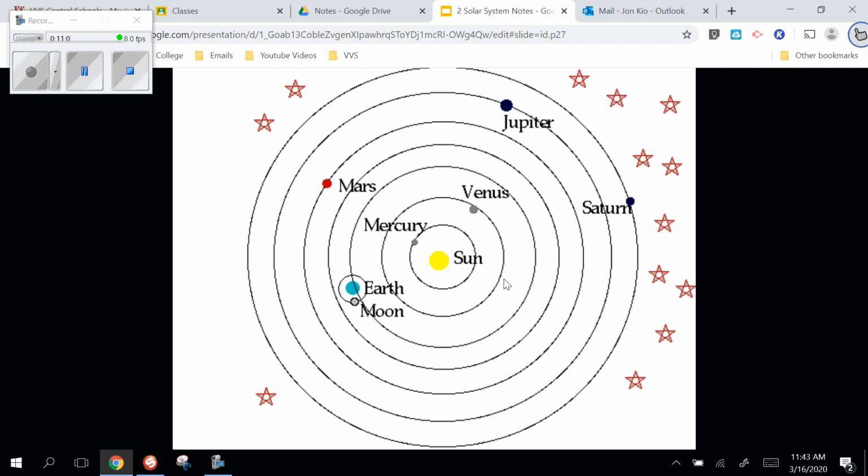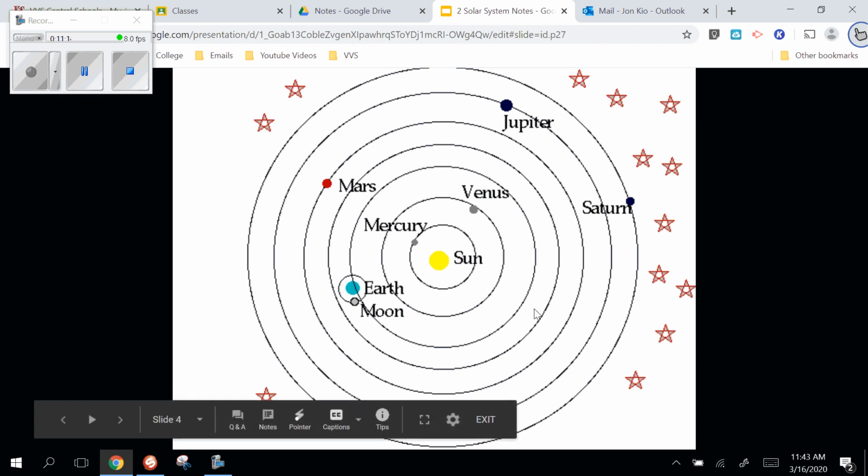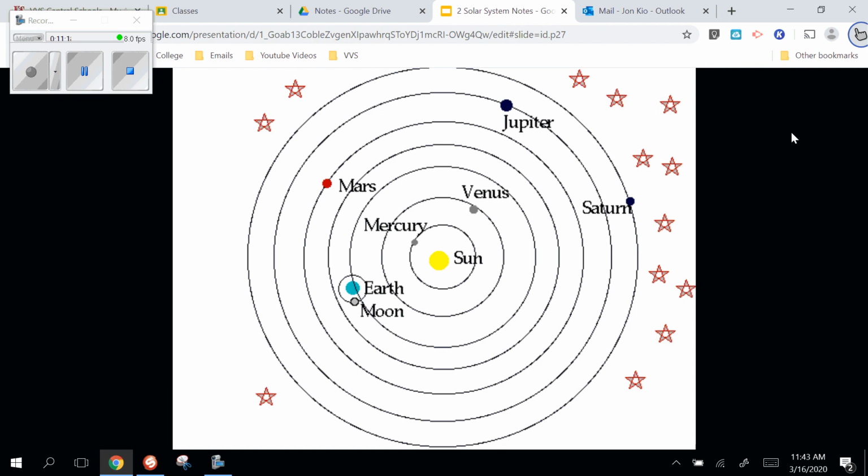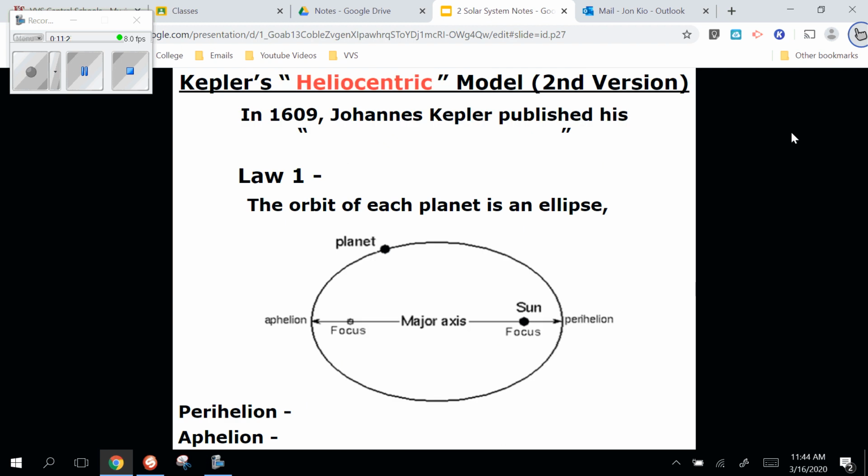But we do have a better model. We had the sun at the center. The only thing wrong with this one is that Copernicus put the orbits as perfect circles, and we know now they're not perfect circles. It was discovered by Kepler that the orbits were actually ellipses. We call Kepler's model the second version of the heliocentric model. So about a hundred years later, Kepler published his laws of planetary motion.